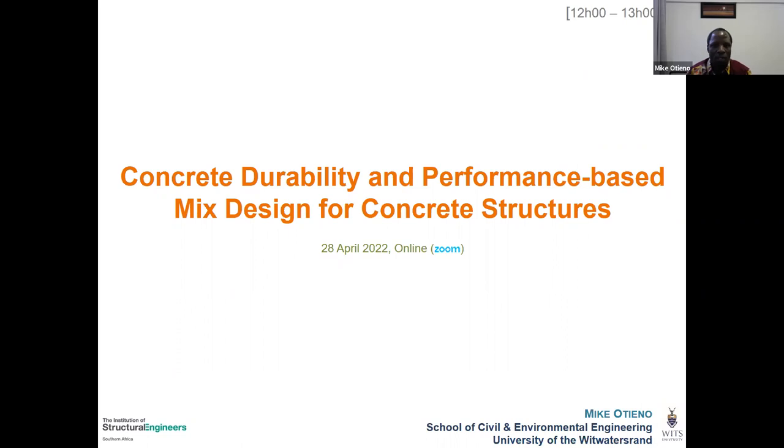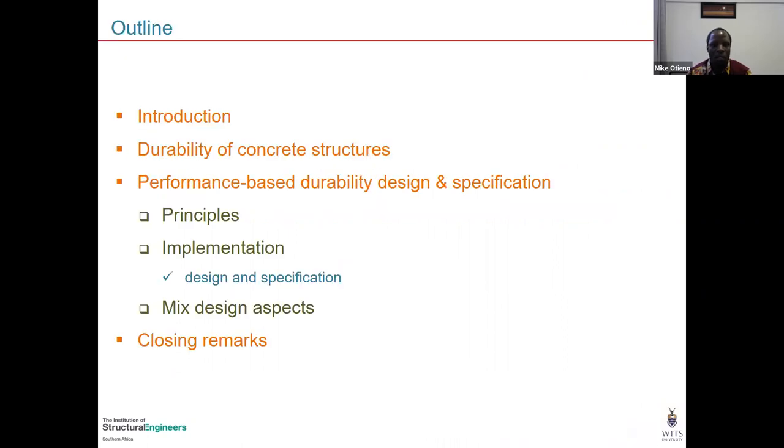In terms of my presentation, I want to try and make it short so that we can have some interactive session at the end of this talk. I will talk, as I've already indicated, about durability of concrete structures in general, and then move on to performance-based durability design and specification. I will also, of course, talk about the construction aspects as well. I will talk about the fundamental principles, how it can be implemented, and then touch on the mix design aspects. And then I will have some closing remarks, and hopefully we can have a very interactive session.